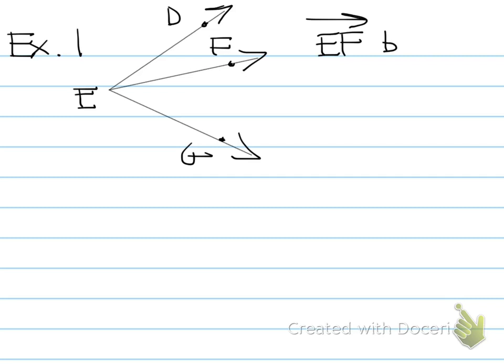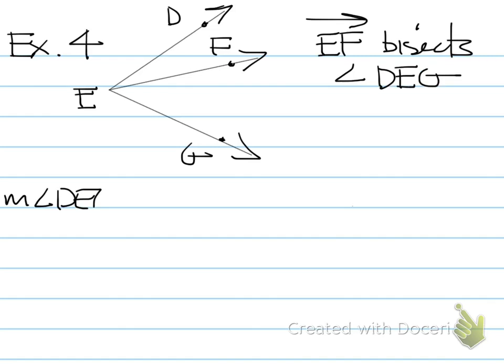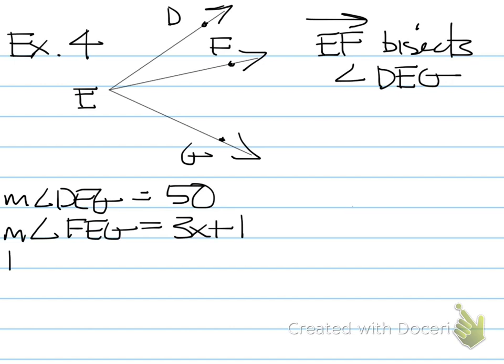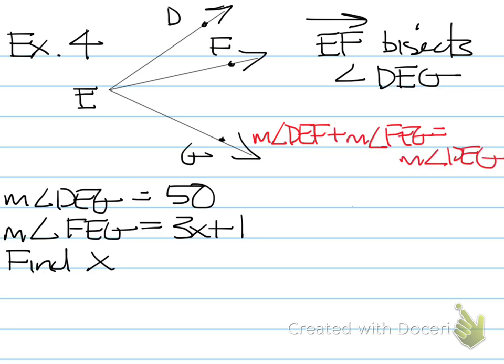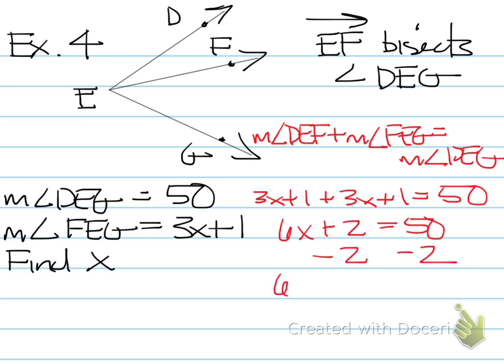Same figure. We're given a measure of 50 for angle DEG, which is the big angle that's formed by adding the two adjacent angles. And we're told angle FEG is 3x plus 1. Again, since those two angles are congruent to each other, I should have 3x plus 1 plus 3x plus 1 equals the big angle DEG, which is 50. 3x and 3x is 6x, 1 and 1 is 2. Subtract 2 from both sides, and then divide both sides by 6, and x is going to equal 8.